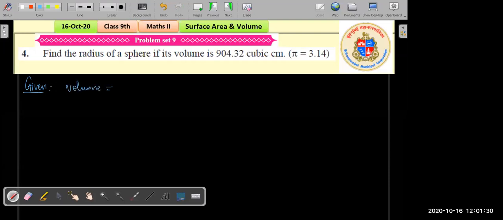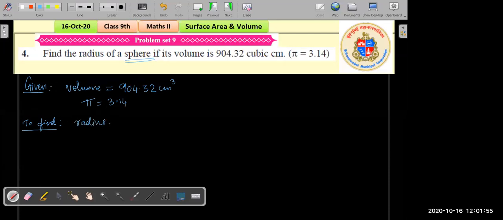The shape is already given. It's a sphere, so volume is 904.32 centimeter cube. Okay, that is the volume, and we are also given the value of pi, that is 3.14. Okay, and what are we asked to find? So we are asked to find the radius.